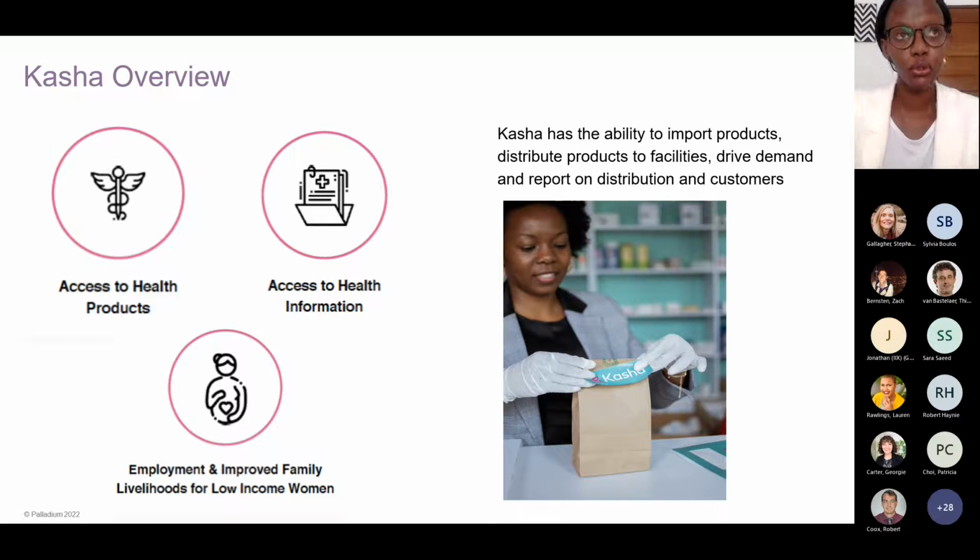So our 3 core pillars are access to product, access to information, but also improving livelihoods of women. And so our agent model does provide opportunities to women to actually be able to generate income. So they are being paid based on information. And we have amazing success stories from these women and how these have changed their lives, but also improved their livelihood. So all those core pillars have really different partners and supporters.